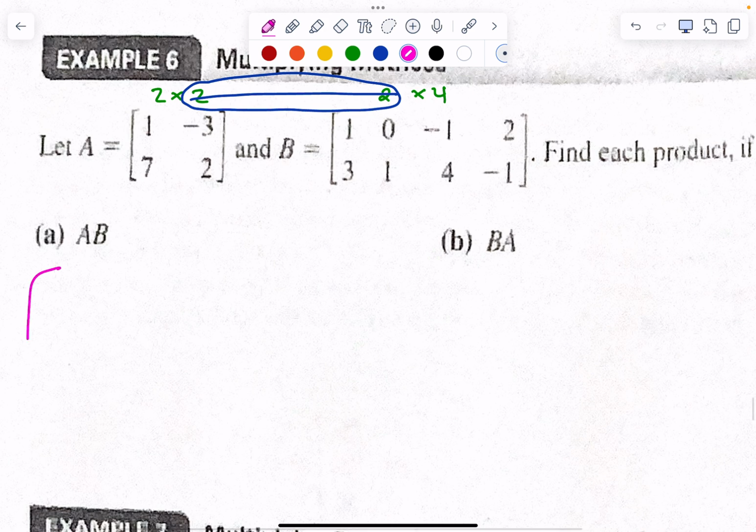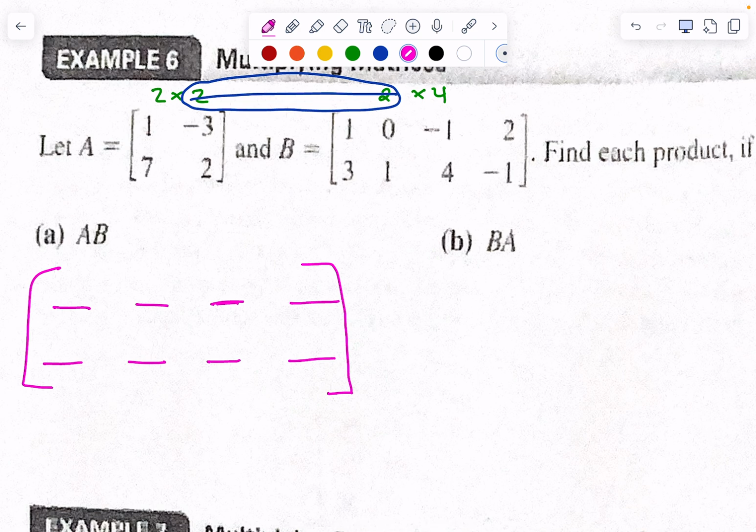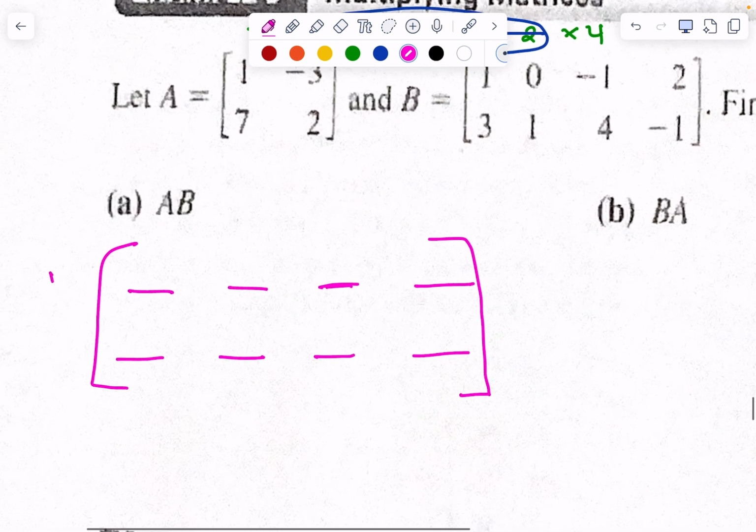Okay, so I'm going to write out a big old fat matrix, and I'm going to make it a 2 by 4. 1, 2, 3, 4. 1, 2, 3, 4. That is a 2 by 4. Got it? Okay. All right, are we ready to multiply? Ready? This is row 1. This is row 2. This is column 1. This is column 2. This is column 3. This is column 4. You see how that works?